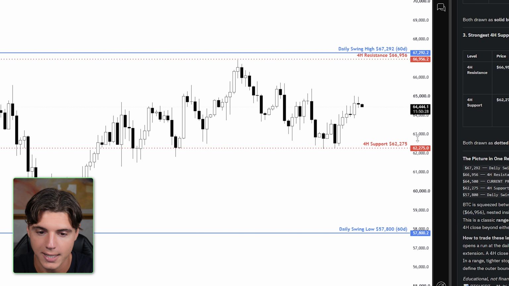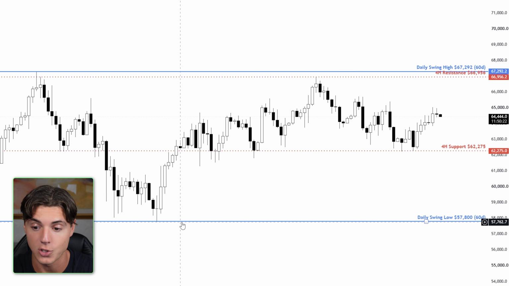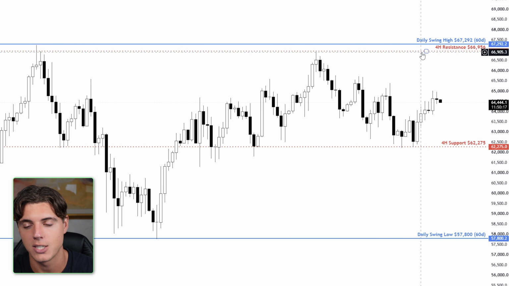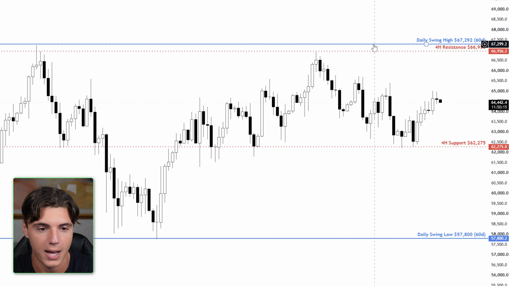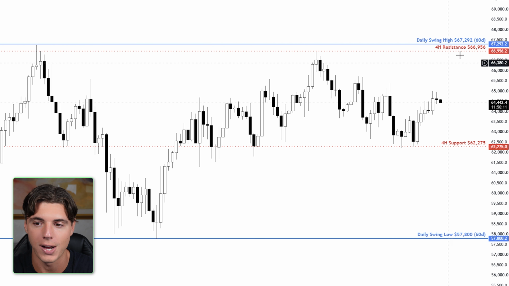So when just looking at this chart, I'm like, okay, well, the range high to me is very accurate. The range low is also very accurate. And we can see that the 4-hour resistance is pretty confluent with the daily swing high, so maybe there is a high conviction setup to be taken around those levels.